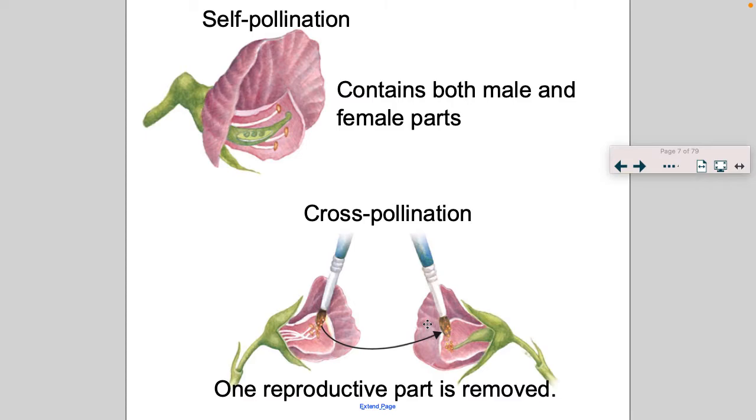Cross-pollination means that you are crossing between 2 different flowers. Now, Gregor Mendel used pea plants because he could control the pollination. Notice that this flower does not have a female reproductive part, so it cannot self-pollinate. This flower over here does not have any male reproductive parts, so it cannot self-pollinate. So he controls the pollination, and so he took a paintbrush and grabbed some pollen and transferred it to the other.